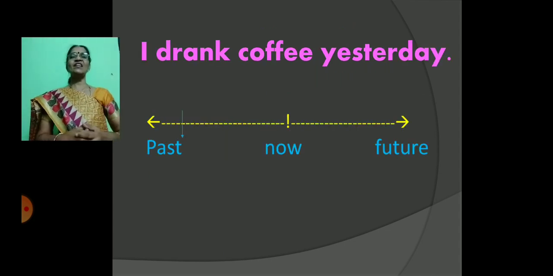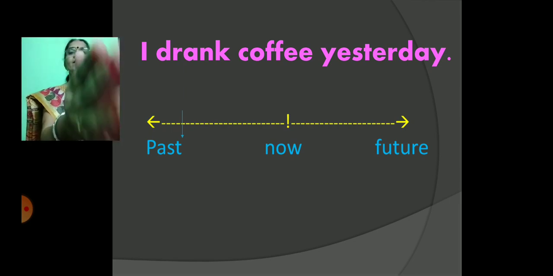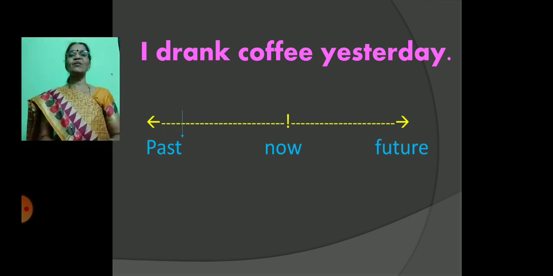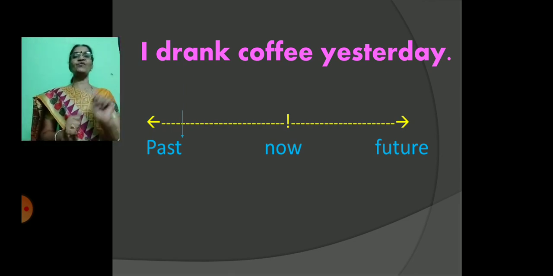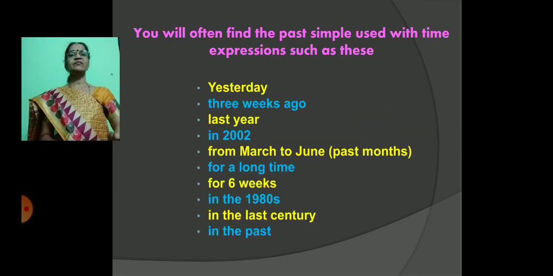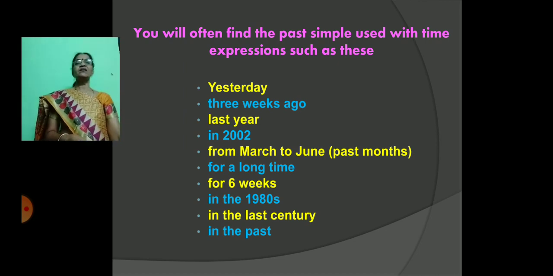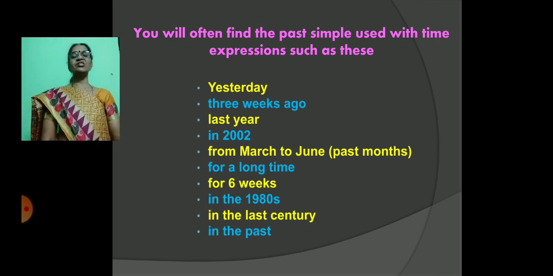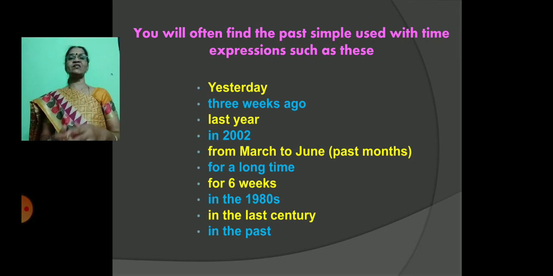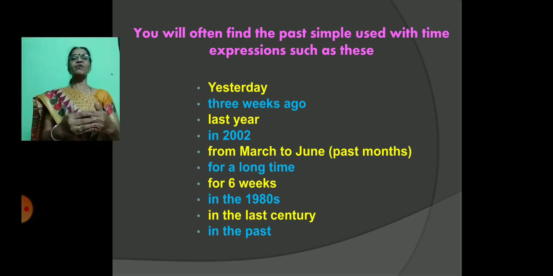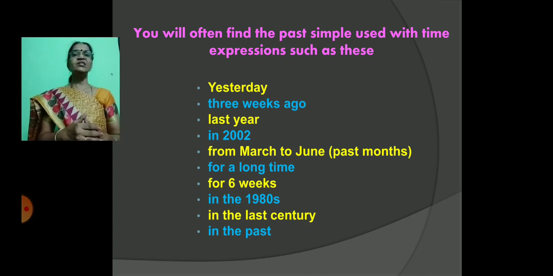Now with this slide you can understand here. I drank coffee yesterday. So the action has taken place yesterday. The action has taken place in the past itself. It is not moving further. So at a particular time it is over. You will find the past simple used with time expressions such as yesterday, 3 weeks, last year, in 2002, or from a long time. Like this you will be getting these words.